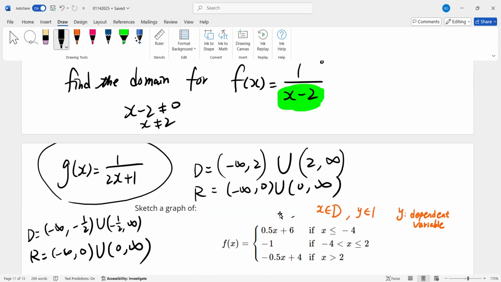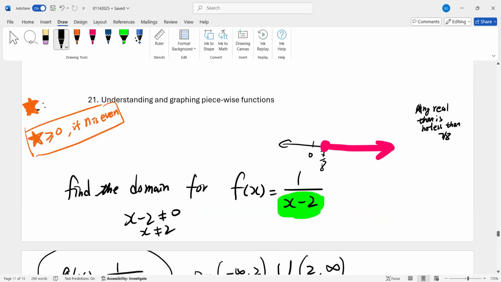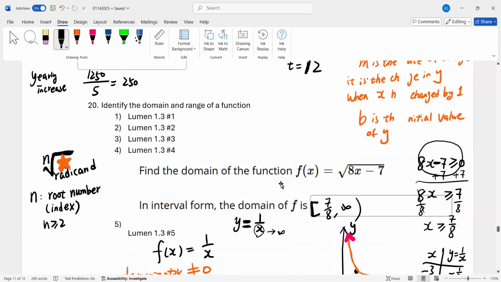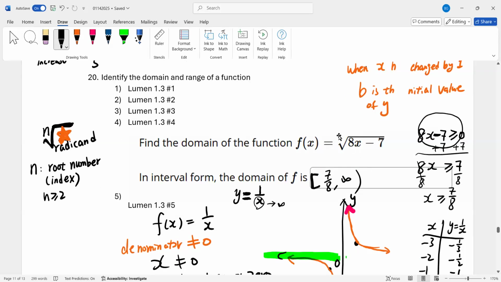You will not have a very fancy function. You will either have a polynomial function. Remember, if you have a polynomial function, the domain is always all real. Or they will give you a radical function. How do you find the domain for a radical function? Make sure the root number is even. By the way, if it's not even, say it is 3, then the domain is all real. Only when the root number is even, for example 2, the radicand has to be bigger than or equal to 0. Then you solve the inequality, and the solution set is the domain.